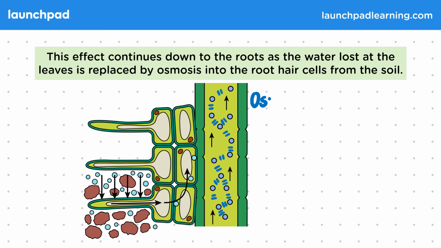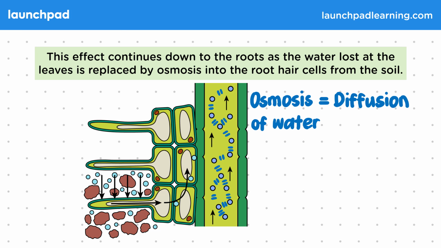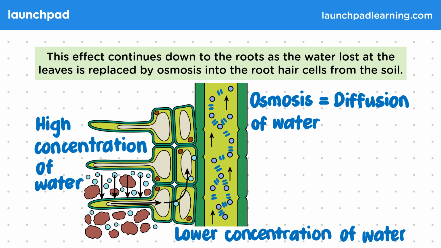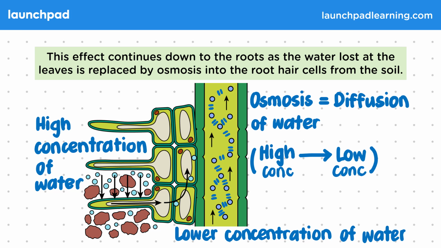So to quickly recap, osmosis is defined as the diffusion of water from an area of higher concentration to an area of lower concentration. So in this example, the higher concentration of water would be in the soil surrounding the root hair cells, and the lower concentration would be inside the plant. Remember, there's more water in the soil surrounding the roots than there is in the lower area of the plants, as it's being pulled away due to transpiration. This results in water moving into the plant, replacing the lost water, so moving from an area of high concentration to an area of low concentration.